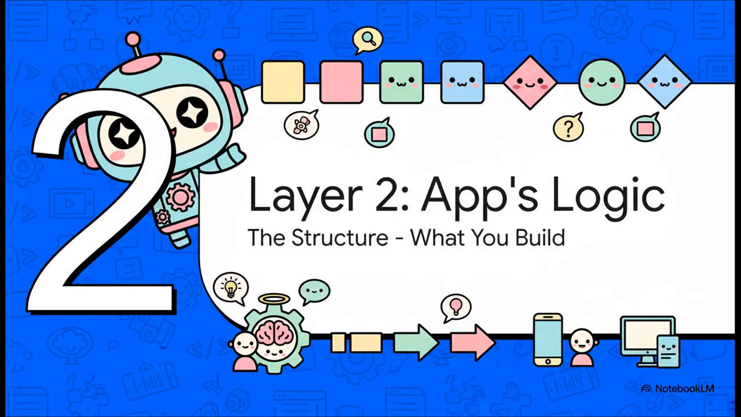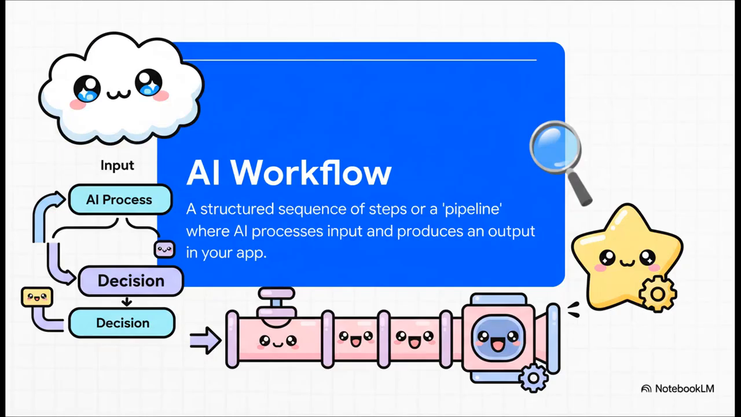All right, let's move on up to layer 2. Now we're shifting gears from how you build to what you build. This is the actual structure, the logic that your users are going to interact with inside your app. And that structure has a name. It's an AI workflow. The best way to think about this is like a pipeline, or maybe a flowchart. It's not just one single call to an AI. It's a whole series of predefined steps where AI takes some input, maybe makes a simple decision, and then produces an output. This is the engine that powers your app's features.